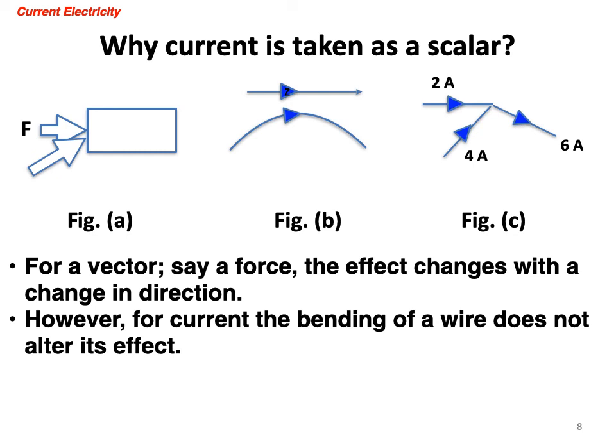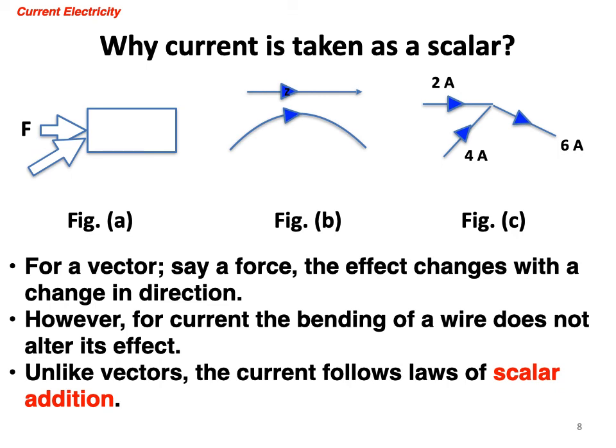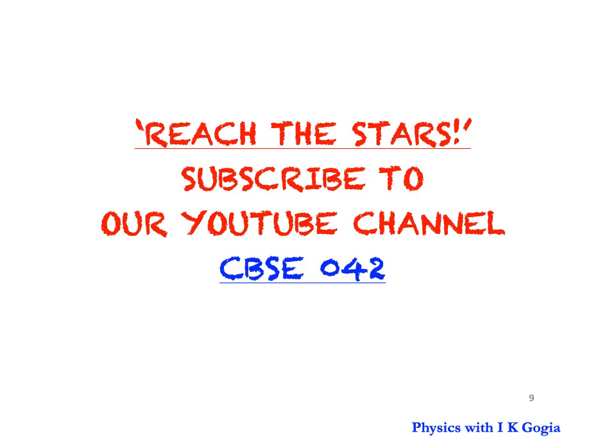This is restated. For a vector, say a force, the effect changes with a change in direction. However, for current, the bending of a wire doesn't alter the effect on the lamp. Unlike vectors, the current follows laws of scalar addition.